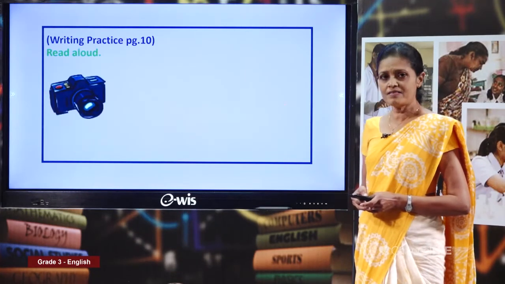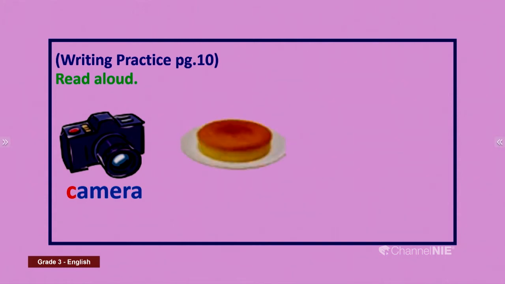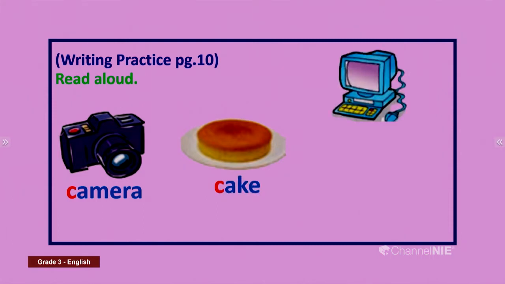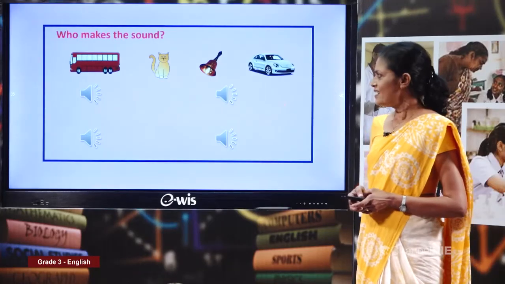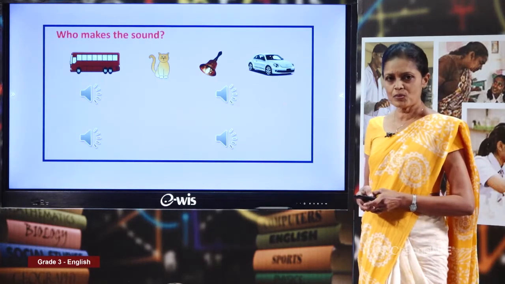We'll learn some other words. Now what is there? Camera. What is the first letter? C. What is it? Cake. Do you like them? Yes, you like cake. What is it? A computer. The first letter is C. Calendar. What is the first letter? C. Now, read the words after me. Camera, cake, computer, calendar.